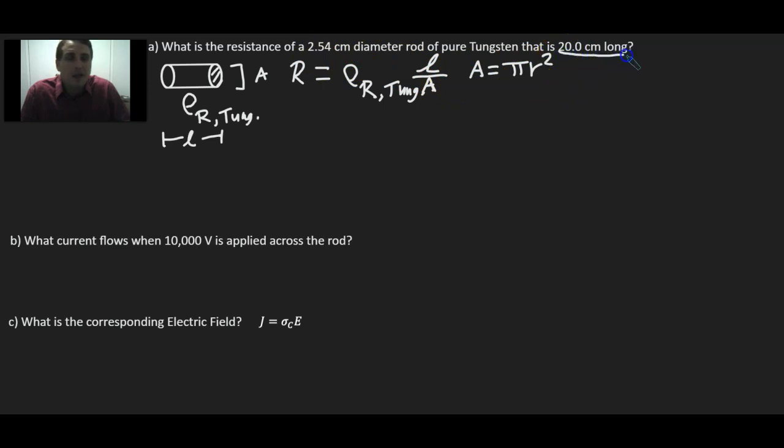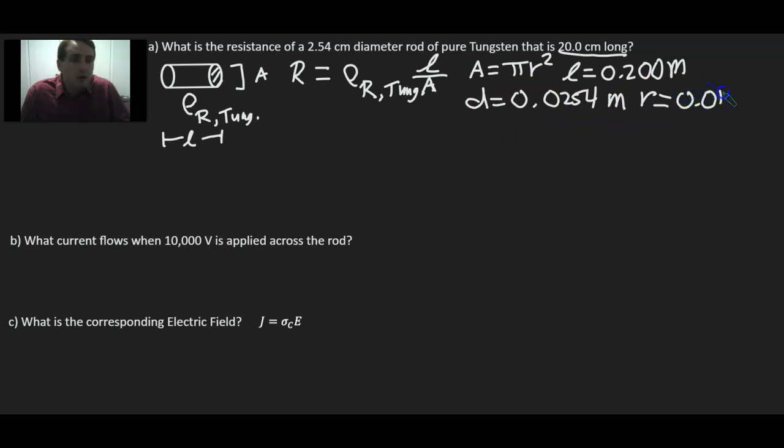The length here is 20 centimeters, so that's 0.200 meters in SI units. Now the diameter is also known to be 2.54 centimeters. That's 0.0254 meters. So the radius is exactly half of that diameter, which is 0.0127 meters. Okay, so let's see if we can calculate this resistance.